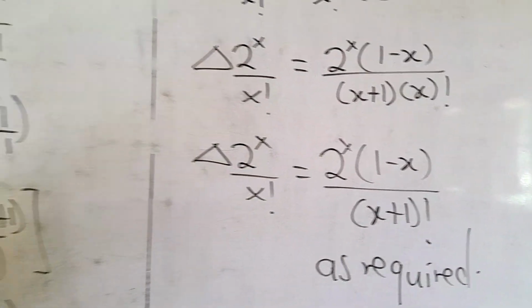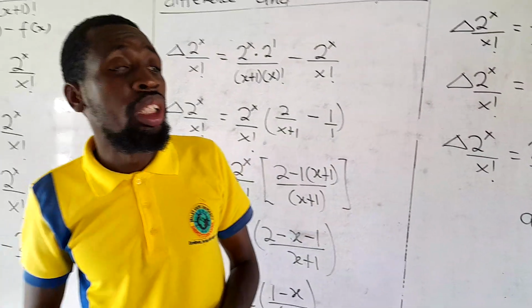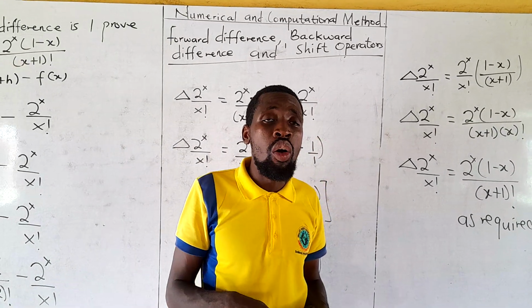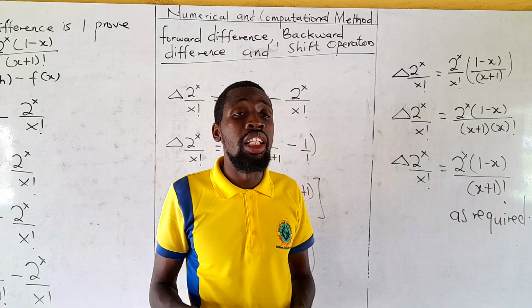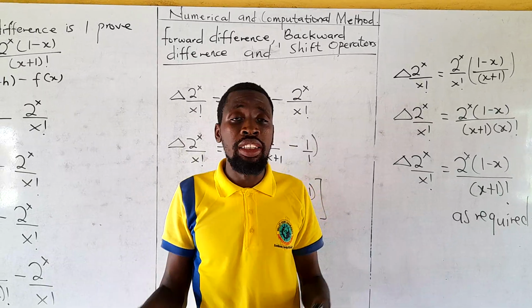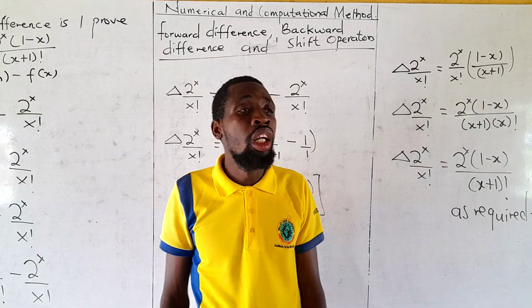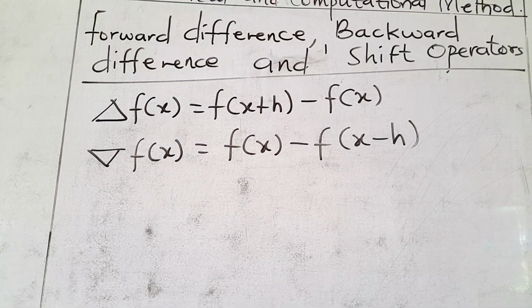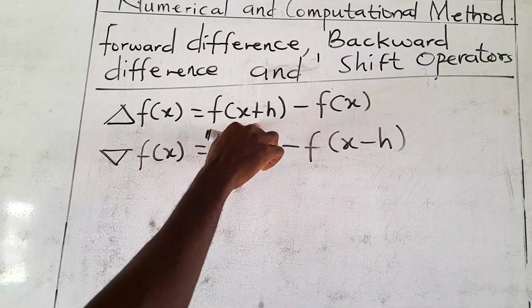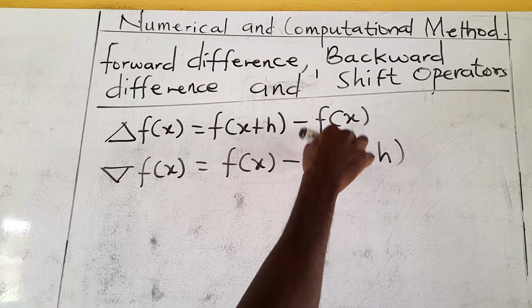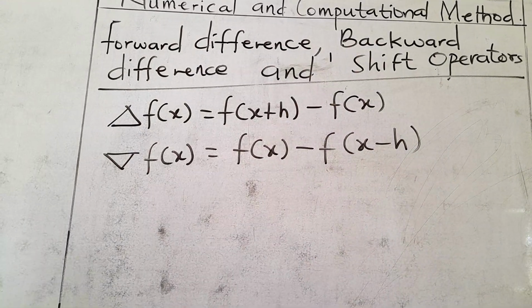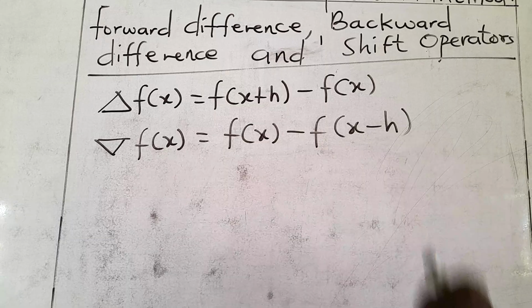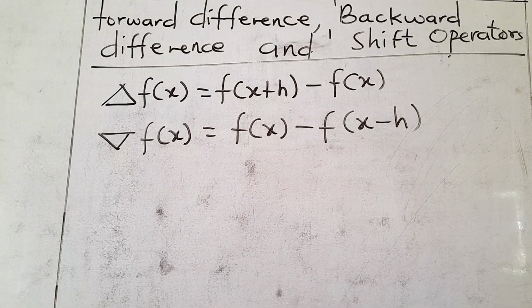So this is how the forward difference operator and the backward difference operator work. Now, we'll see how the third operator, which is the shift operator, is related to the forward difference operator and the backward difference operator. So remember we said that the delta of a function is the function at x plus h minus f of x, where h is the interval of difference, and the nabla of a function is the function itself minus the function that is less than it.